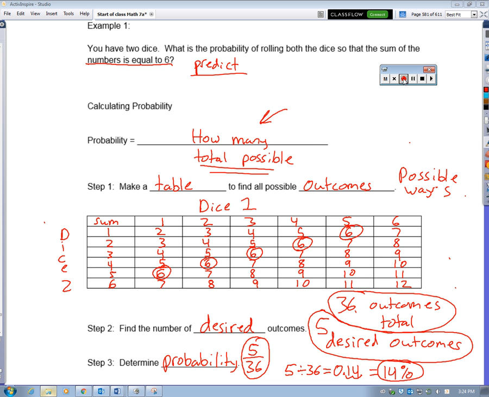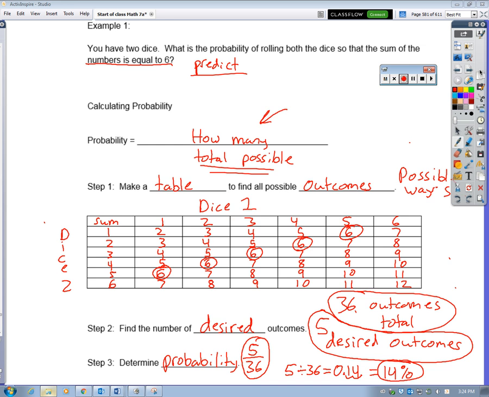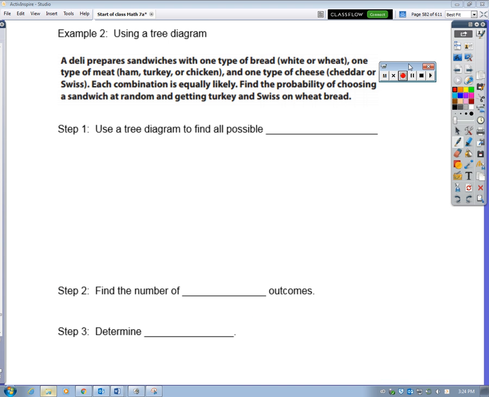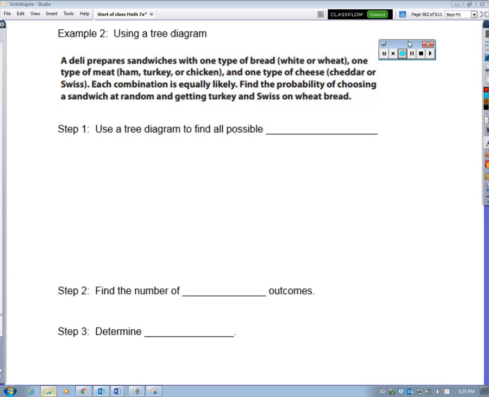If you don't like to make a table, we're going to look at another way that we can also look at theoretical probability, and we can use something called a tree diagram. Alright, so how the tree diagram would work, let's take a look at this situation. A deli prepares sandwiches with one type of bread, white or wheat, one type of meat, you can go with ham, turkey, or chicken, and one type of cheese, which can be cheddar or Swiss. Each combination is equally likely.